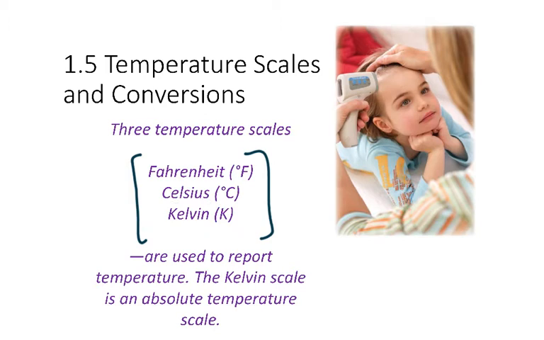A few things to point out. If you look at Fahrenheit and Celsius, they have the degree symbol, and Kelvin does not, just a capital K. So Fahrenheit, degrees Celsius, Kelvin is how we would say it. These are all possible ways to report temperature, for various traditional reasons. The Kelvin scale is the one that we use in science, and it's an absolute temperature scale. More details about that coming up.